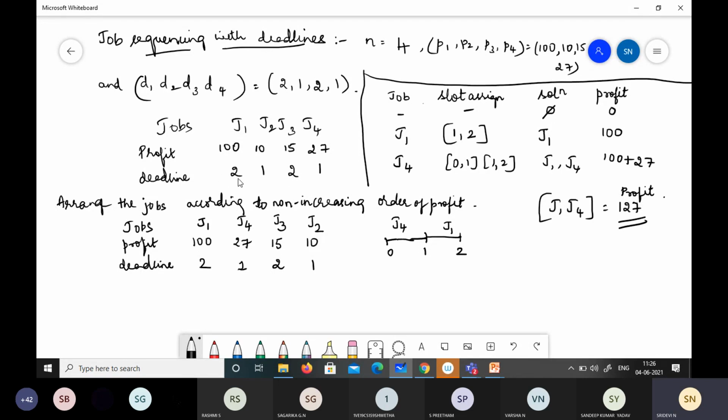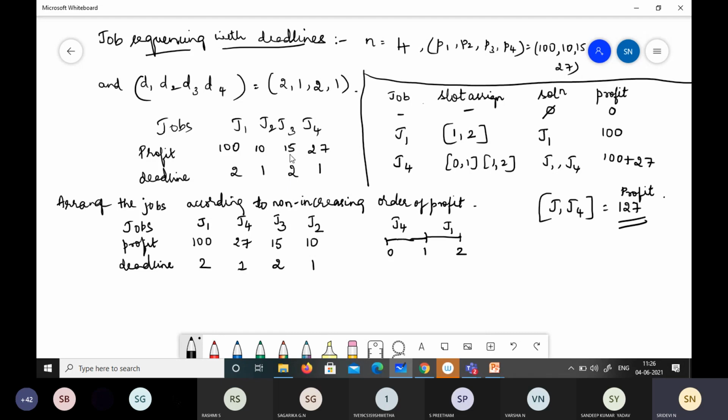Up to 2 minutes, it can wait for 1 minute, and it can take 1 more minute as the time to execute itself. Okay, but J2 should finish within 1 minute. J3 also can wait for 1 minute and get executed for 1 minute, but J4 cannot wait. It should get executed within 1 minute.